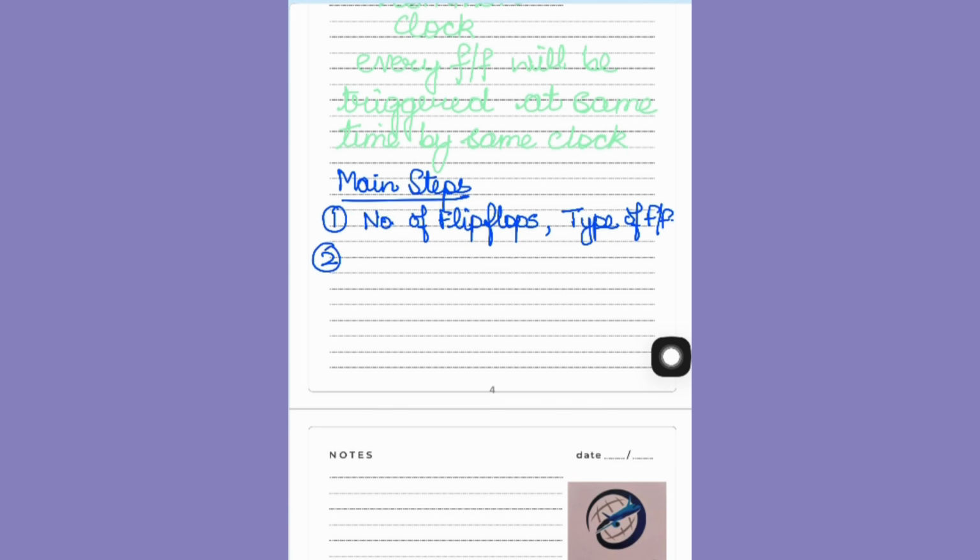Step 2, whatever type you have decided, depending upon that type, you need to make the excitation table of the flip-flop. If you are using type T, you will make the excitation table of T flip-flop. If you are using JK, you will make the excitation table of JK flip-flop.